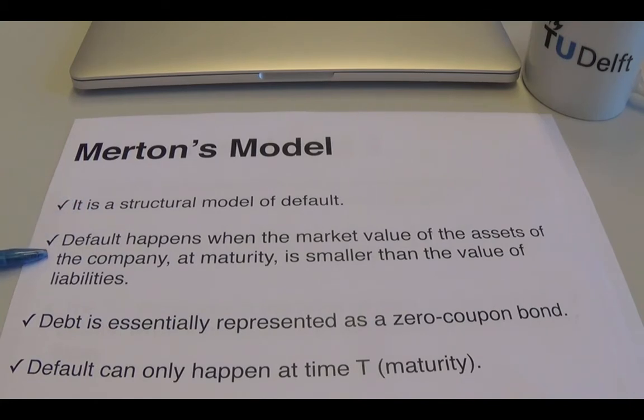In Merton's model, default happens when the market value of the assets of the company at maturity is smaller than the value of liabilities. Debt in Merton's model is essentially represented as a zero coupon bond. And, very important, default can only happen at time t, that is to say, at maturity. Remember that this is one of the points of weakness of Merton's model.